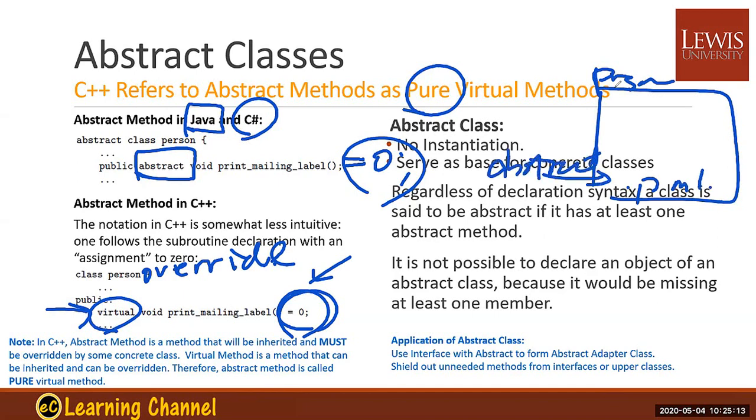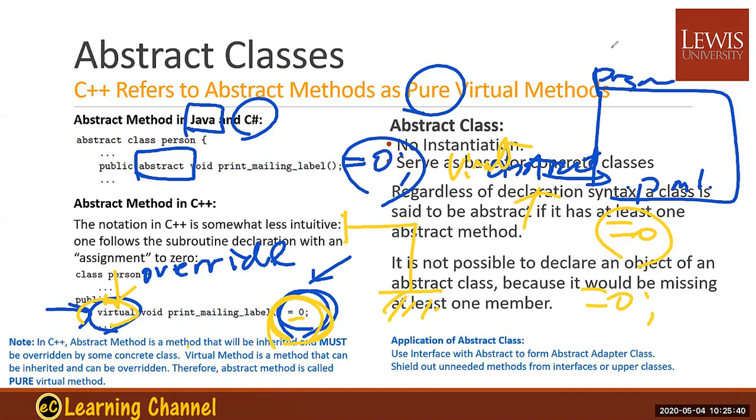It doesn't say it's an abstract method; it says it is a virtual equal-zero method. Equal zero is just like a symbol. We call it an abstract method, but the name is not abstract. The name is virtual and equal zero. Is that okay?